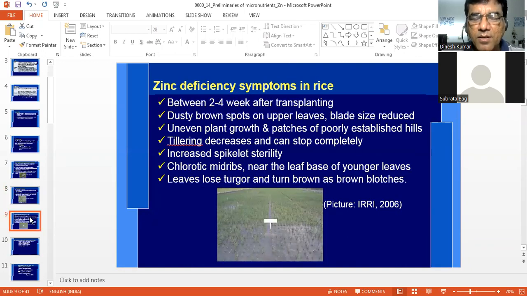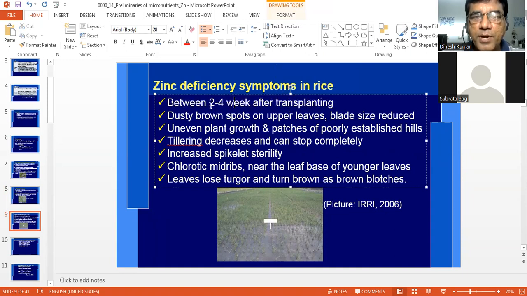Zinc deficiency symptoms in rice are the same as in cereals that we just saw, but with some extra ideas. Between 2 to 4 weeks after transplanting, you can experience symptoms of zinc deficiency: dusty brown spots on upper leaves, reduced blade or leaf size, uneven plant growth, and patches of poorly established plants. If you see that tillering is poor in patches, present in some spots and not in others, then you can ascertain that it is zinc deficiency. Tillering decreases and can stop completely. There is increased spikelet sterility, and chlorotic midribs near the leaf base of younger leaves. Leaves lose turgor and turn brown as brown blotches.